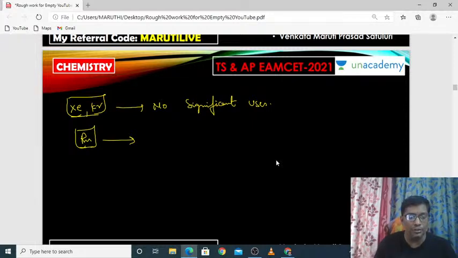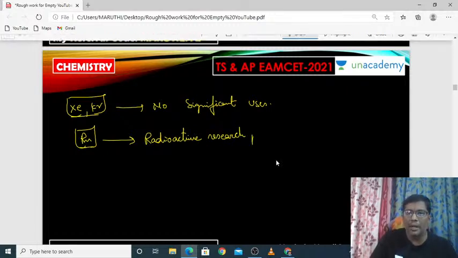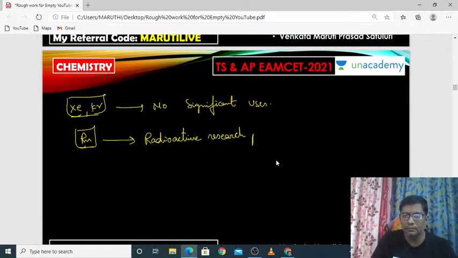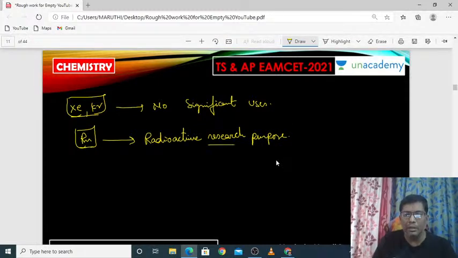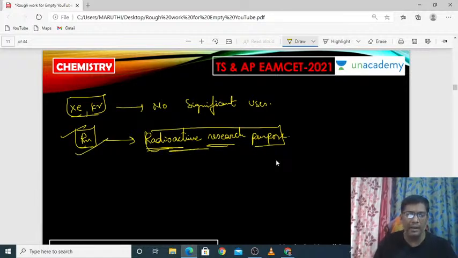It will be used for radioactive research purposes. Actually, radon is a radioactive element. So for radioactive research purposes, we are using this radon. That's all. But xenon and krypton are having no significant uses.